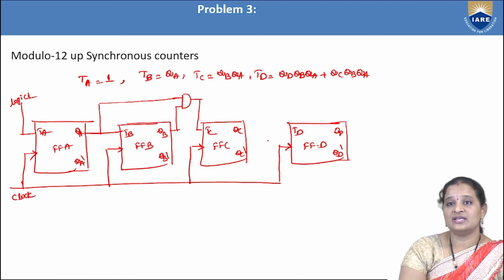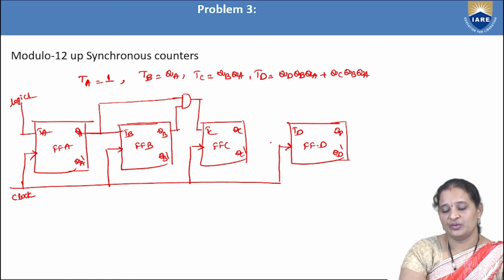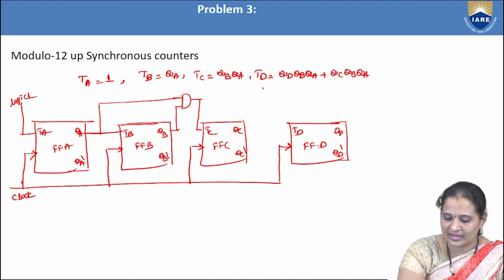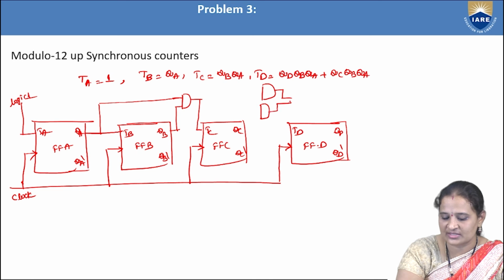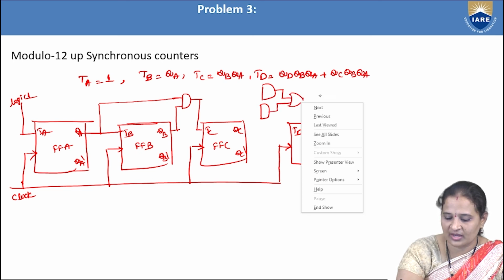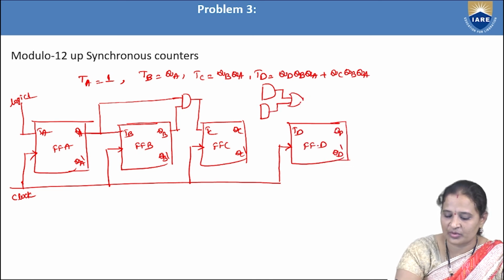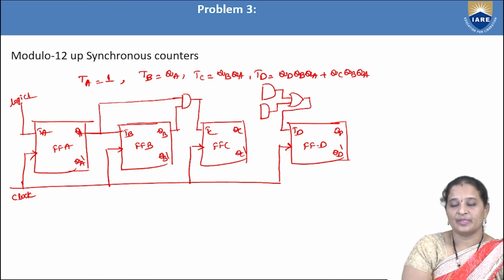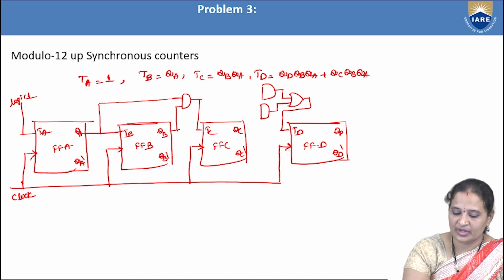Next, TD is given as QC, QB, QA. So I'm taking 2 AND gates here, and the outputs of these 2 AND gates are given as input to the OR gate. And the output of this OR gate is applied as input to the TD. So what are the inputs to this one? QB, QA into QC. So I'm taking QC here.